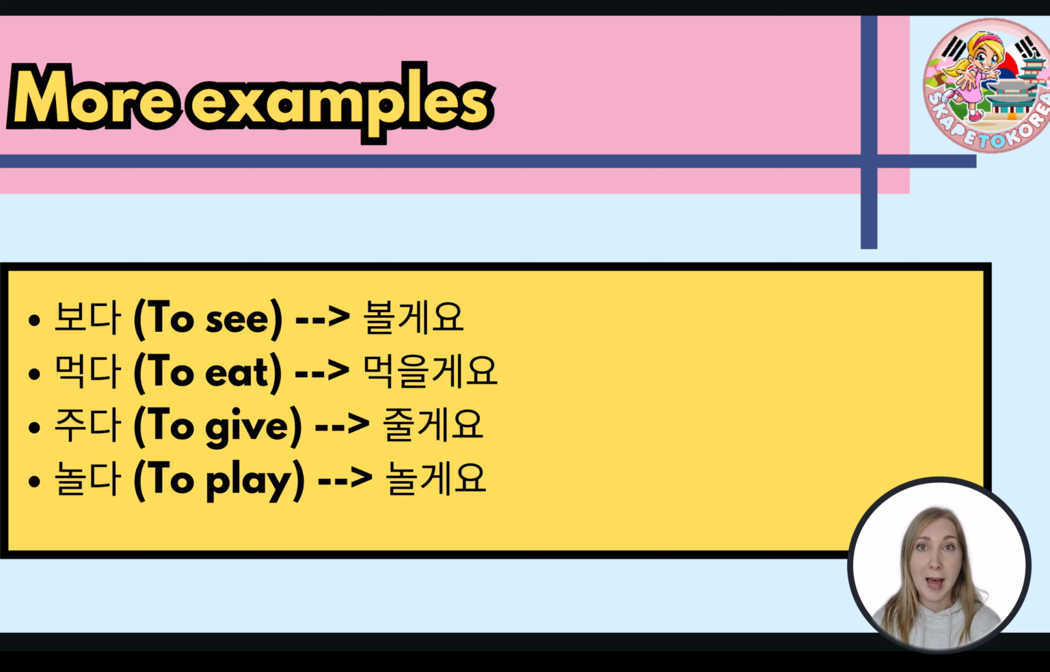Next up is 주다, to give. You drop the 다, it becomes 주. There is a space, so it becomes 줄게요. And last one is 놀다, to play. Now, after dropping the 다, it becomes 놀. There is the ㄹ there already at the bottom, so we're just adding 게요 and it becomes 놀게요.